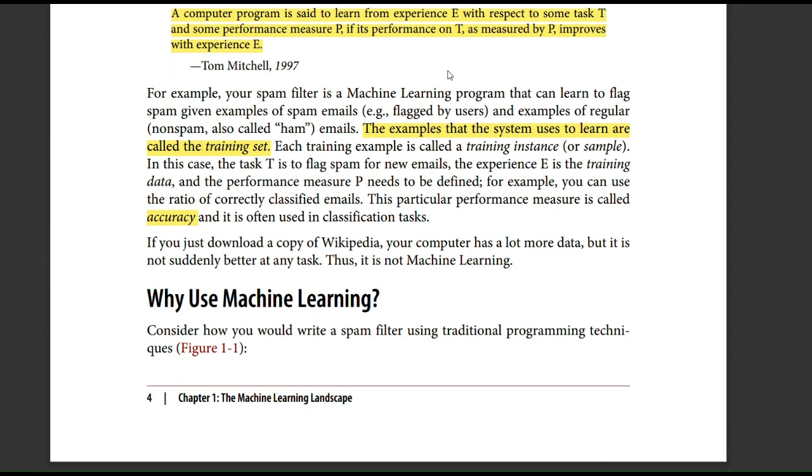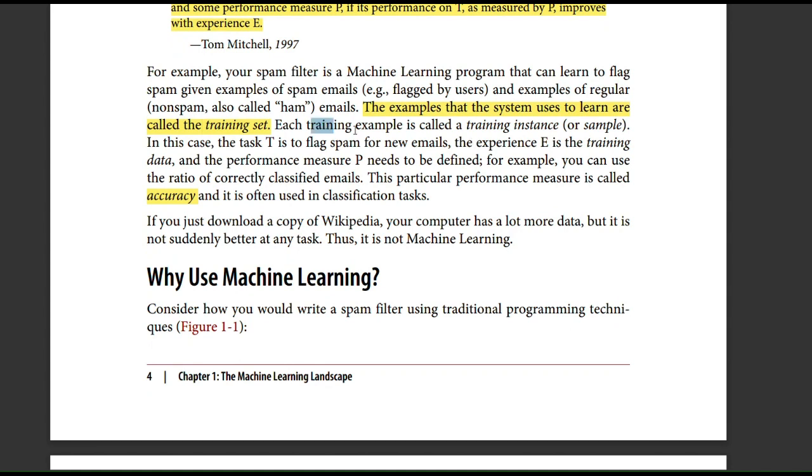For example, a spam filter. We use a machine learning program to classify an email, whether it is spam or not. The machine tries to learn from the training data that it is provided, the examples that the machine is provided. It tries to learn from those examples and classify the email as spam or not. That is machine learning, which means that the machine itself generates an algorithm in order to classify a particular email as spam or not with the help of some training data that we provide to the machine. That is written in this paragraph here.